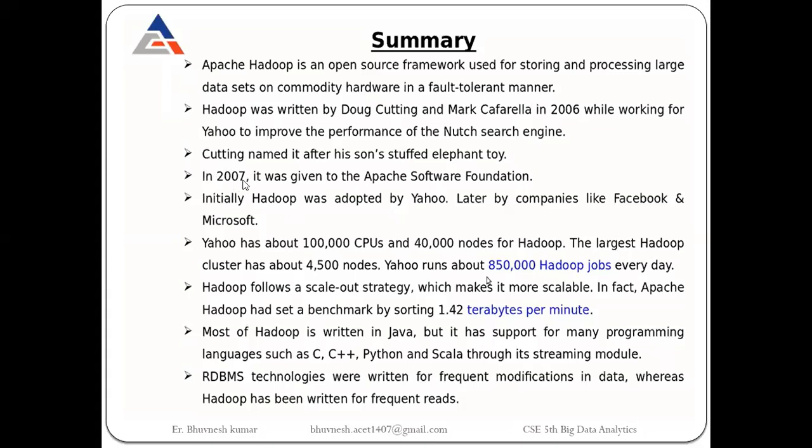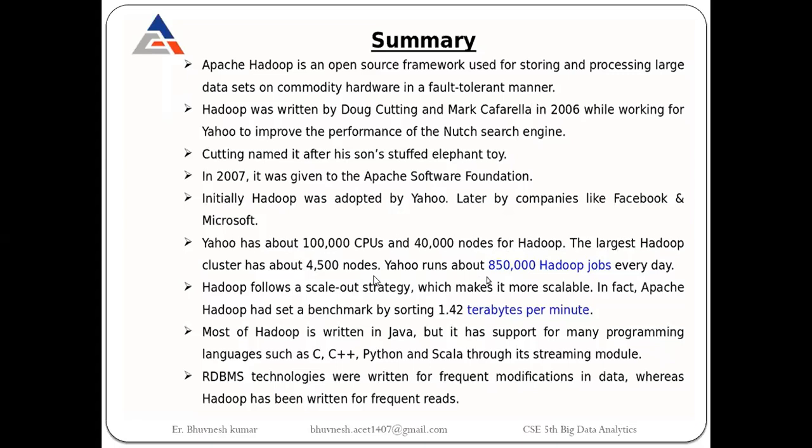In 2007, first of all, it was a product of Yahoo, but after that, it was donated to the Apache Software Foundation. Initially, Hadoop was adopted by Yahoo, later by companies like Facebook and Microsoft, and after that, it was donated to Apache Software Foundation. Yahoo has about 1 lakh CPUs and 40,000 nodes. Nodes means servers, so 40,000 servers are there.